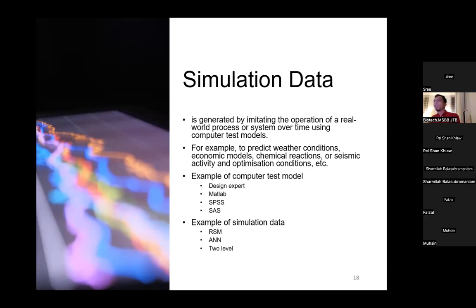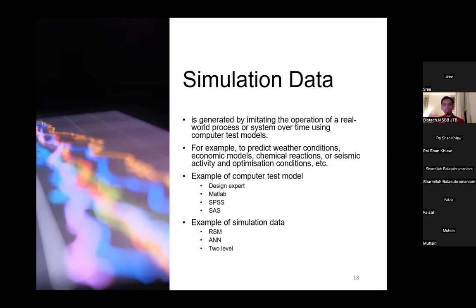So for example, to predict weather conditions, economic models, chemical reactions, systemic activity, and optimization conditions, that can be generated based on the previous data we put into the simulation, and then some simulated data will come out. That simulated data we can analyze and use to predict the future, for example, all right? Or predict people's behavior. We can use simulation data to predict people's behaviors. For example, within the next 5 years, what are the intentions of the people toward certain products?